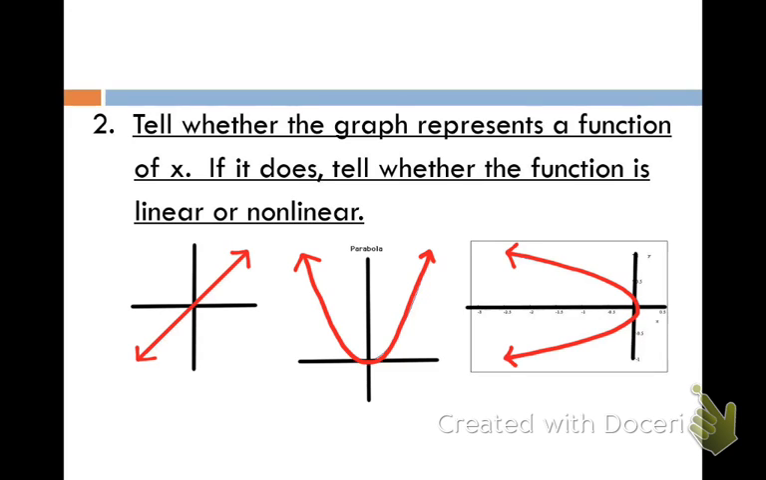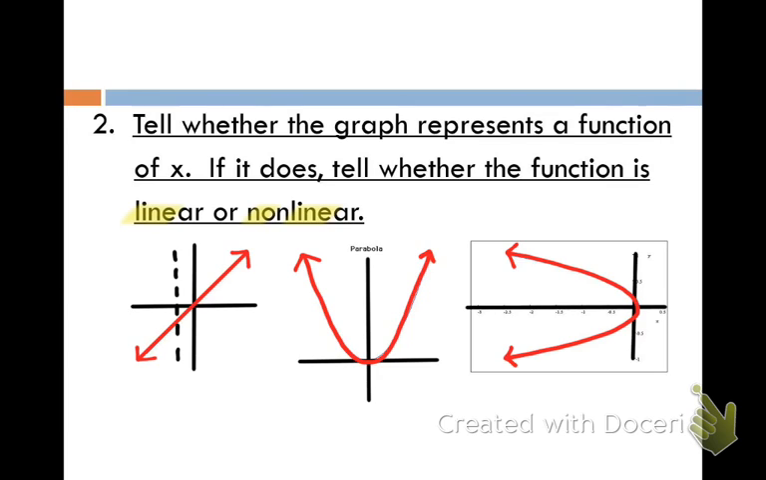Number 2 is asking us to tell whether the graph represents a function of x. And if it does, tell whether the function is linear or nonlinear. Okay, so let's talk about linear. What does linear mean? That has a line. Okay, it's a line. What does nonlinear mean? If you look in the word, it looks like no line. Okay, so let's look at the first one. How can I tell if something's a function or not? Draw the dotted line thing. The vertical line test. Remember, it's a line that goes up and down.